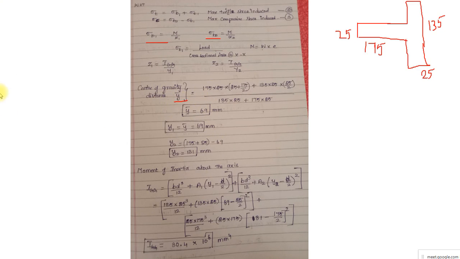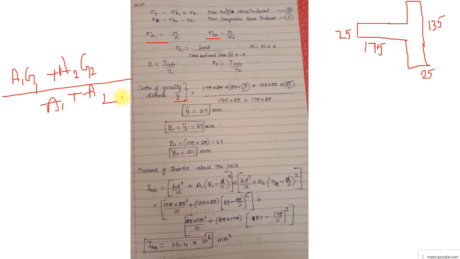This y bar can be written as A1 G1 plus A2 G2 divided by A1 plus A2. So this is the formula you might have seen in your engineering mechanics to find out the center of gravity for any cross section. Here I am going to consider the cross section as two rectangles, which is very easy for you. First, I have taken this rectangle: 175 into 25 is the area.